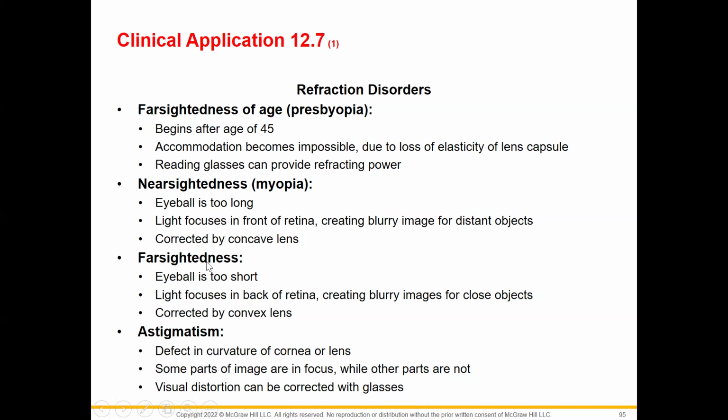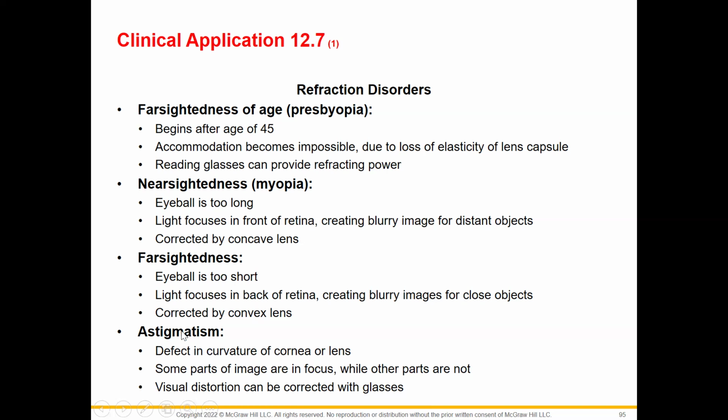Farsightedness that is not due to aging is caused because the eyeball is too short, so the light ends up focusing behind the retina. That also creates a blurry image for close objects, and that is corrected by a convex lens. And then astigmatism is where the eyeball, or the cornea or lens, is shaped differently so that some parts of the image are in focus while other parts are not. And then the person that has astigmatism can get corrective glasses in order to be able to see.